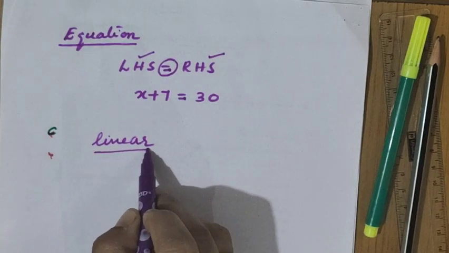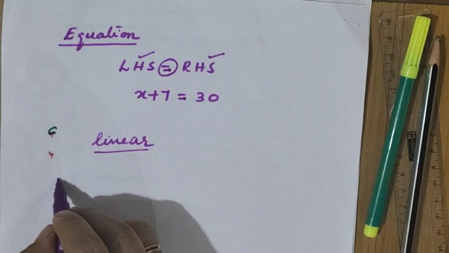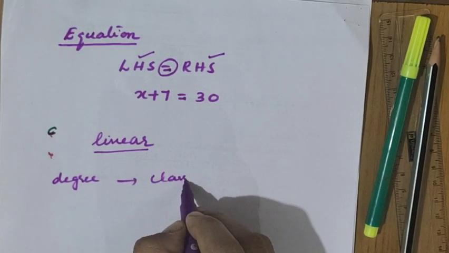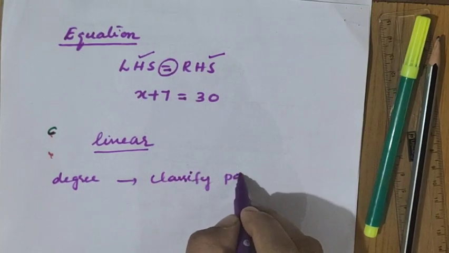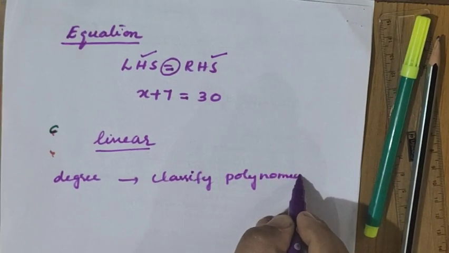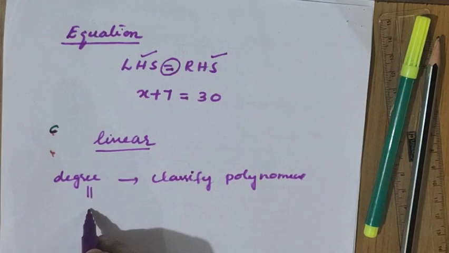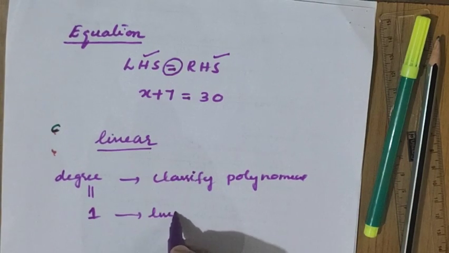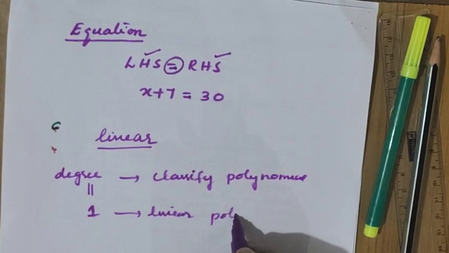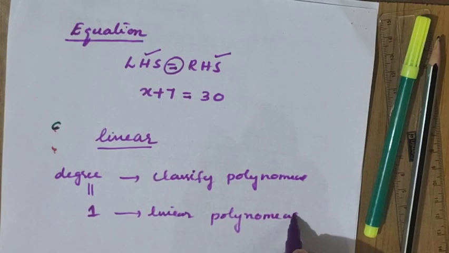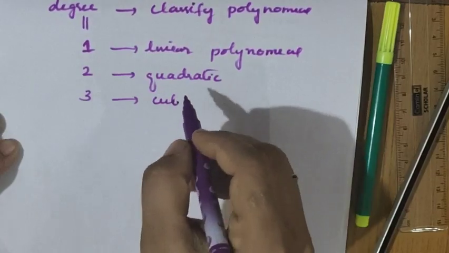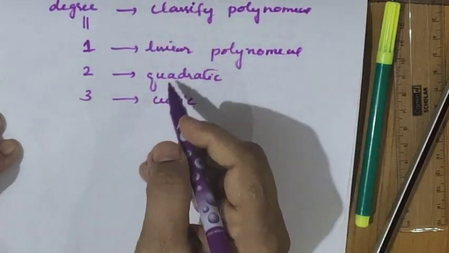When you studied polynomials, you can classify them based on degree. There we studied that when the degree is equal to 1, it is called a linear polynomial, right? When the degree is equal to 2, it is called quadratic. Similarly, 3 means cubic. So these you have already studied.